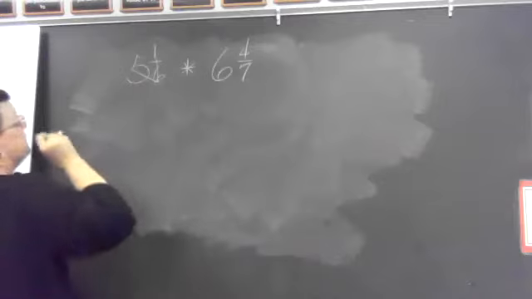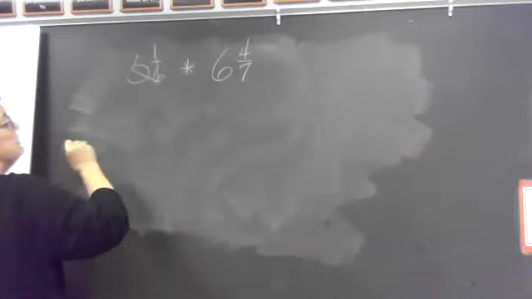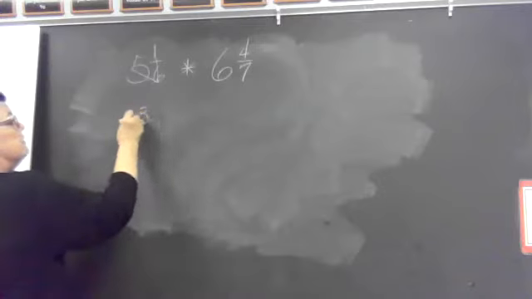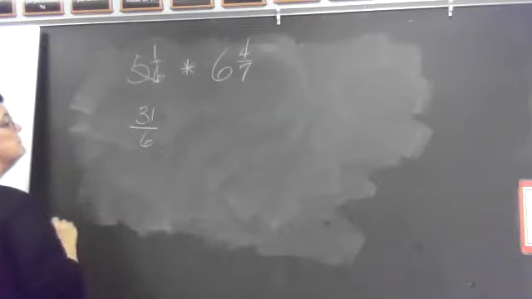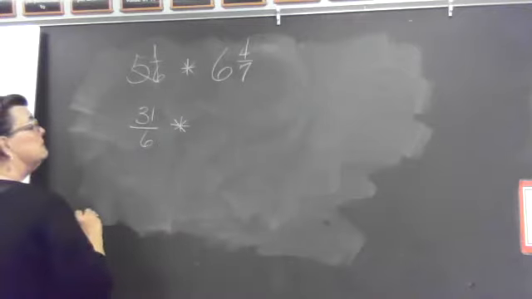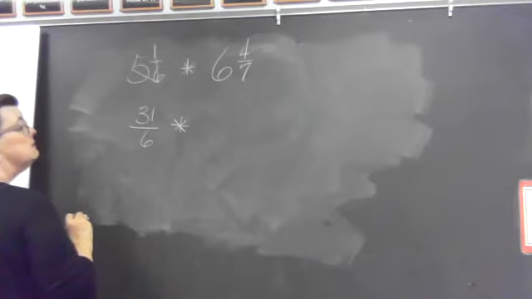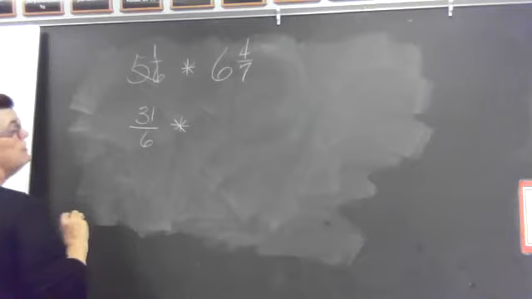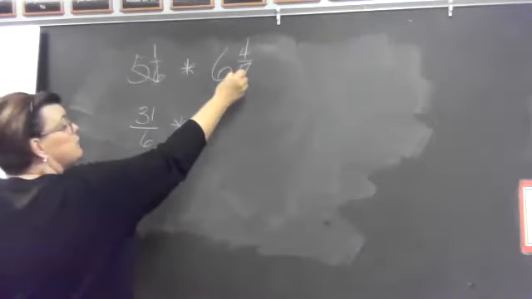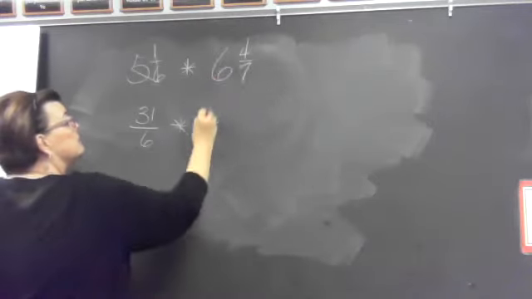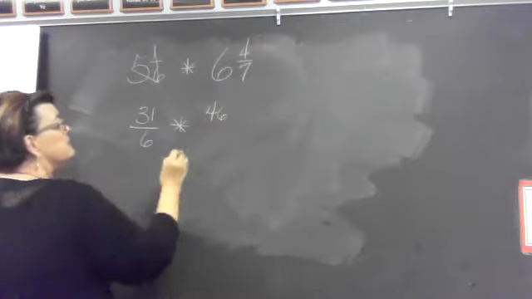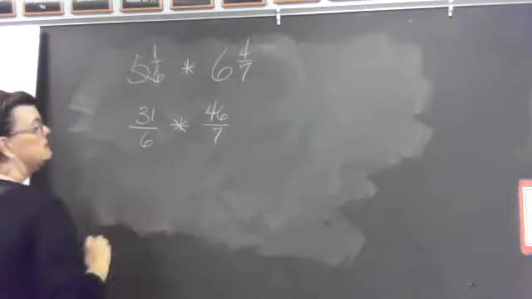Remember the check mark? 5 times 6 is 30, plus 1, 31 over 6, times what? 6 times 7 is 42, plus 4, 46, and we put that over 7.